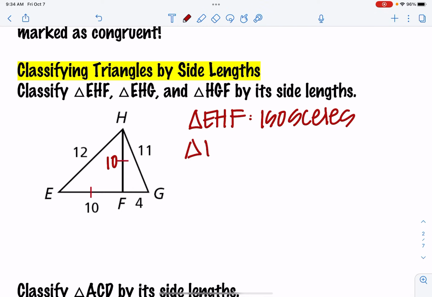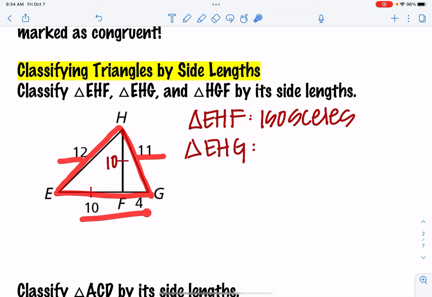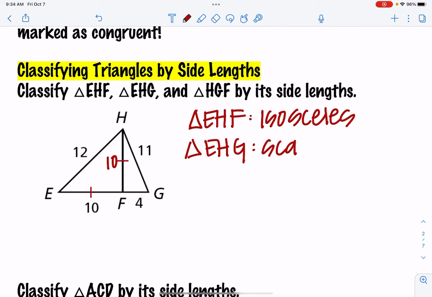Then you can have triangle EHG. EHG is the big triangle. So you look at the side lengths. You have 12, 11, add these two together, 14. None of them are the same. So this is a scalene triangle.